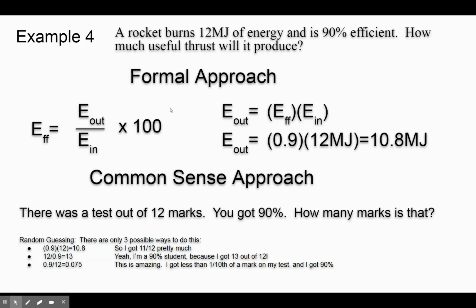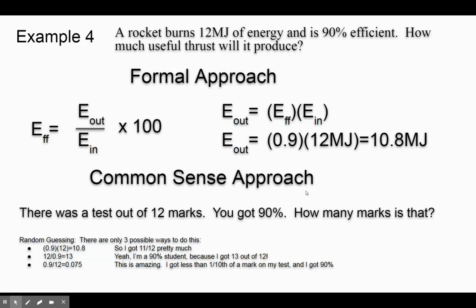So you go, efficiency is energy out over energy in. We want to find energy out. So we rearrange the formula like so, and we get 10.8 megajoules. This makes common sense. If you had a test out of 12 and you got 90%, your score is going to be around 10 or 11.